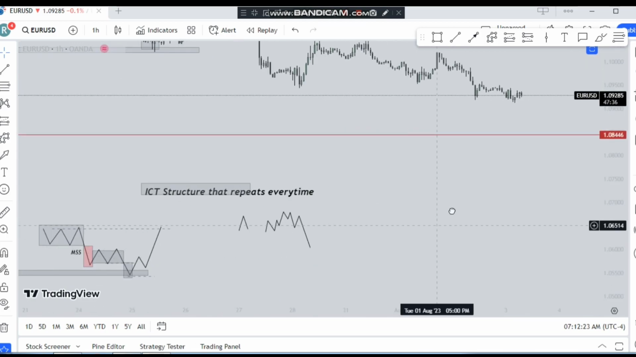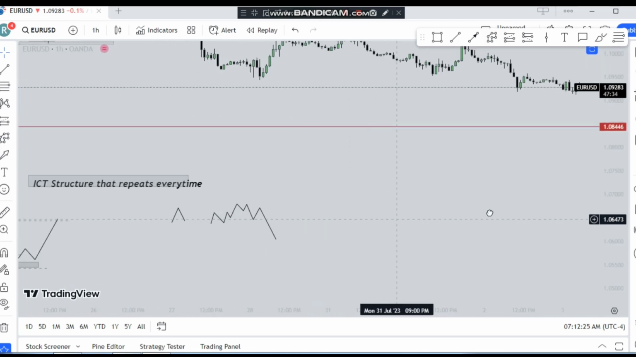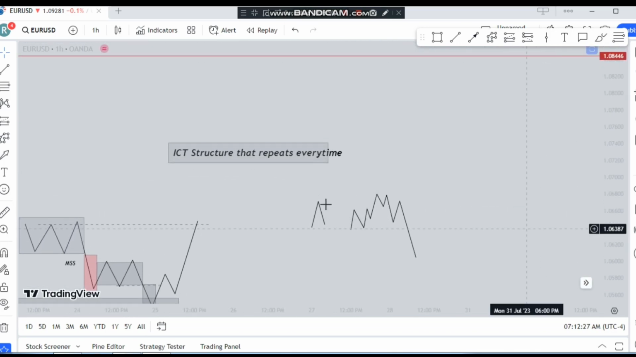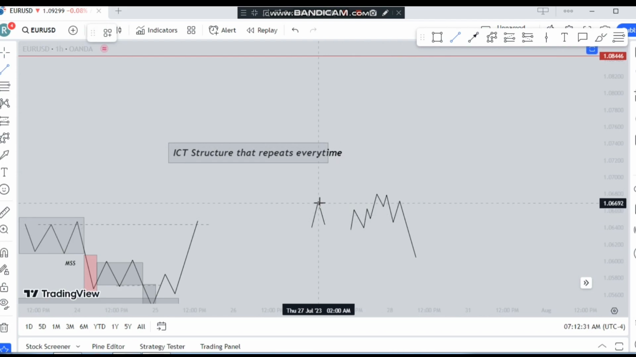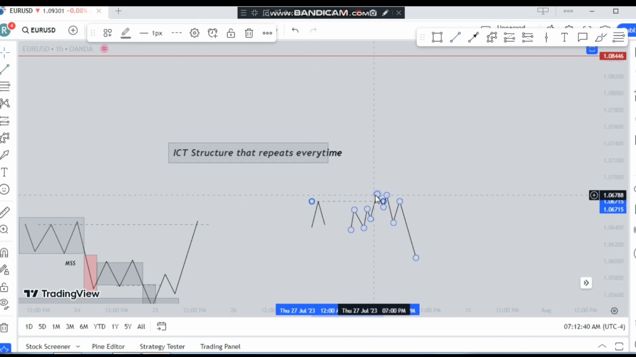So this is a structure that you usually see at the tops or at the bottoms. You can see I have marked this is the previous high. On a higher time frame, it's either a daily or weekly. You can see that the price closed above it. The price was consolidating, then it closed above it.